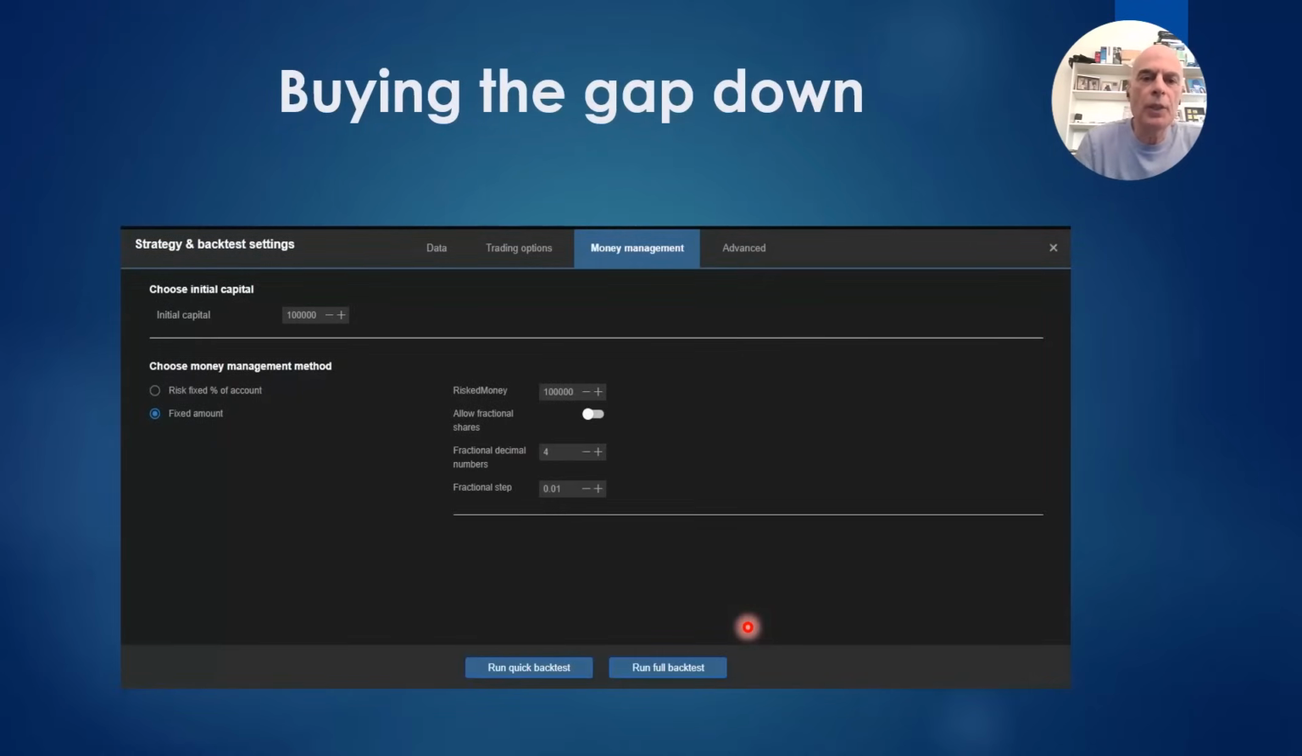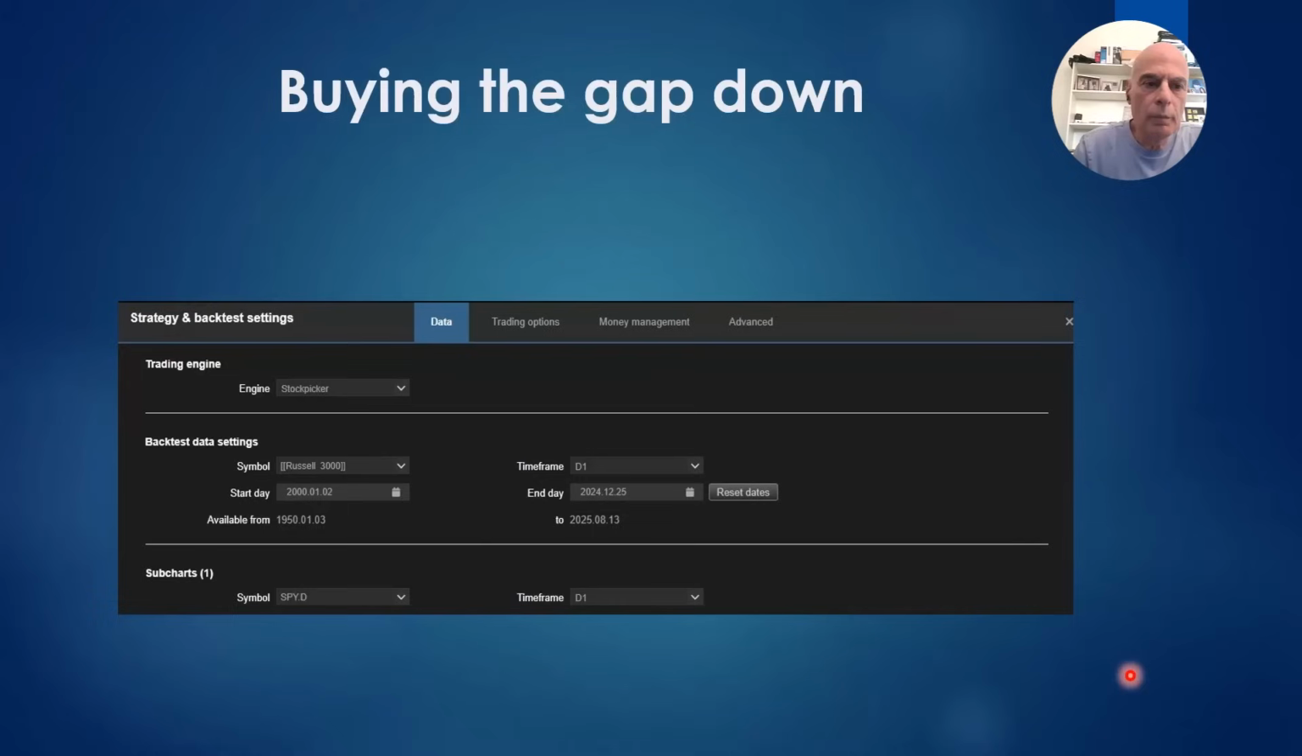The money management function I have is $100,000 with no reinvestment. So for the duration of the backtesting, we have a fixed capital of 100,000, which we're not reinvesting. And the period that we're backtesting is from the beginning of 2000 to about the end of 2024. And of course, the Russell 3000 universe.